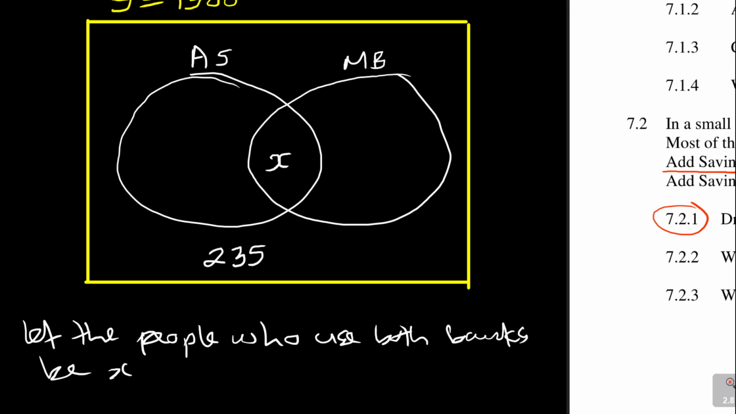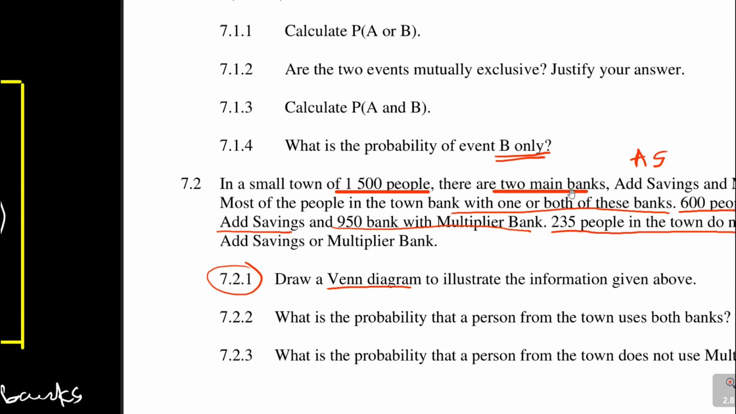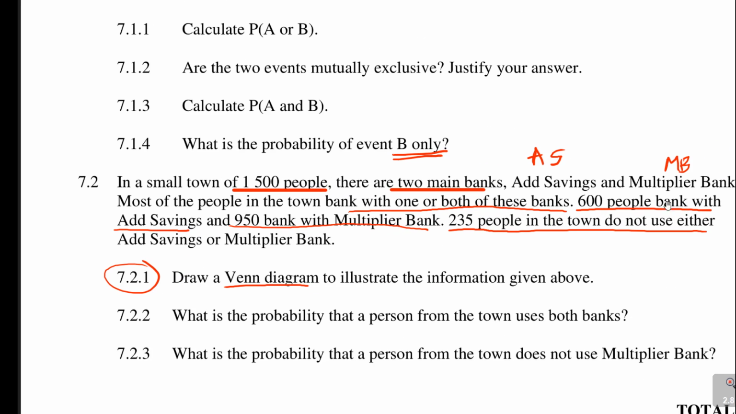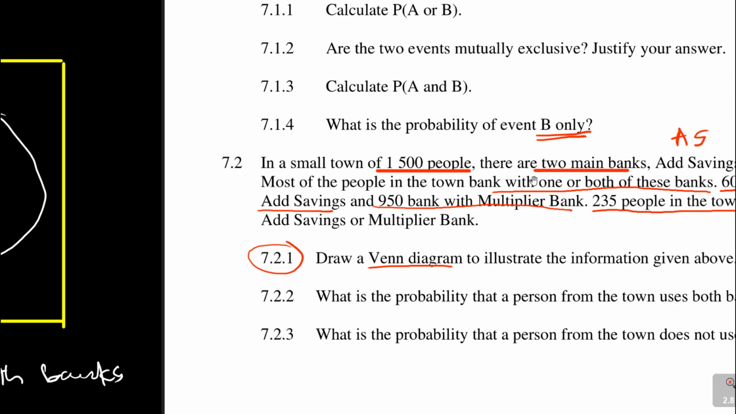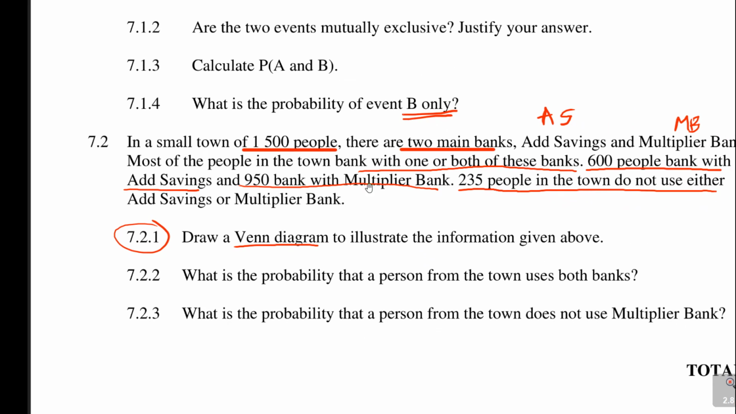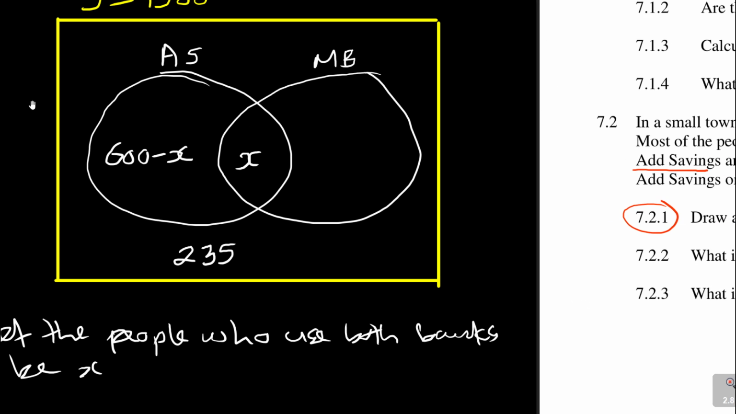And then how many people are using what? 600 people bank with AS. So you remember the rule: 600 minus X. How many people use the MB bank? 950, so again 950 minus X. You must subtract the intersection point here. Are you with me? So now, how do you solve it?